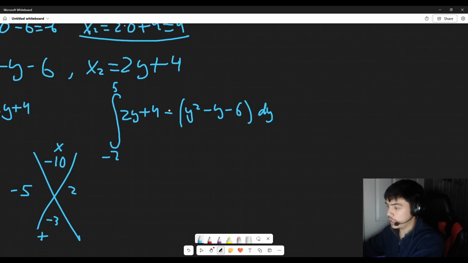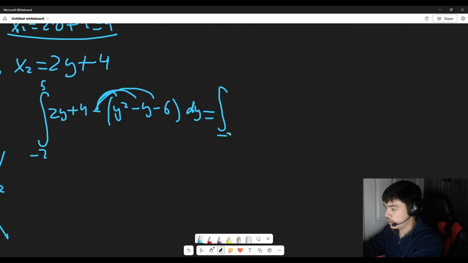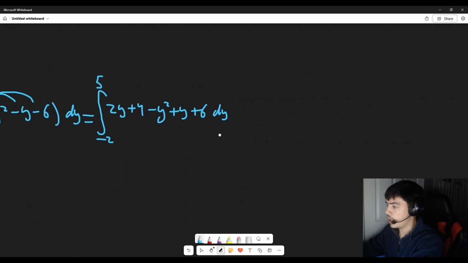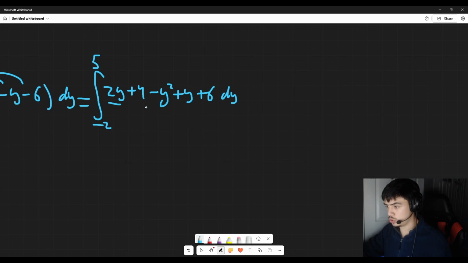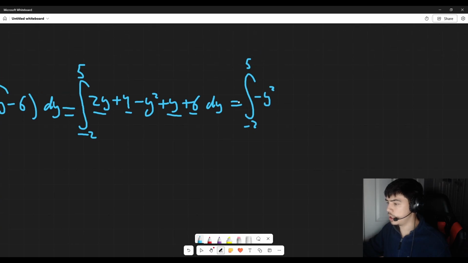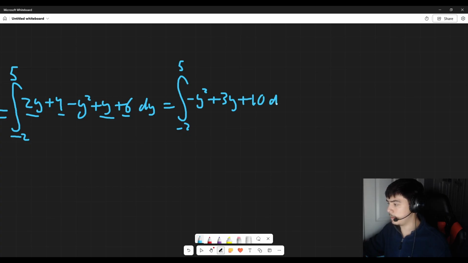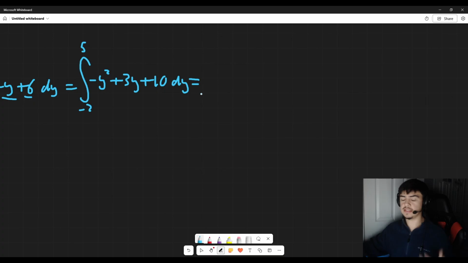So let's go ahead and FOIL in this negative, giving us an integral from negative 2 to 5 of 2y plus 4 minus y squared plus y plus 6 dy. Now, combining like terms, we have this 2y and we have this y, and we also have this 4 and this 6. So let's go ahead and just write this in descending order. Negative 2 to 5, we have this negative y squared, and we have plus 3y, and we have a plus 10. Now, we can go ahead and integrate this very easily.